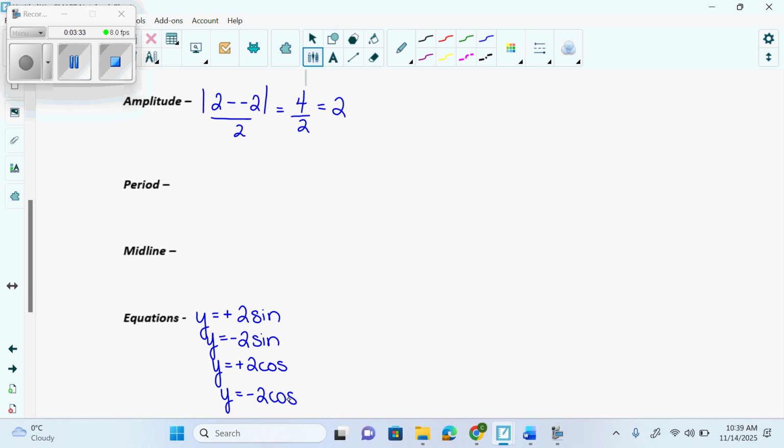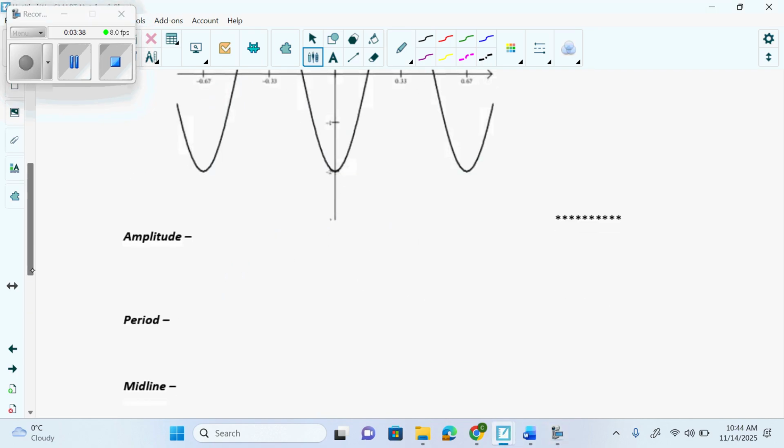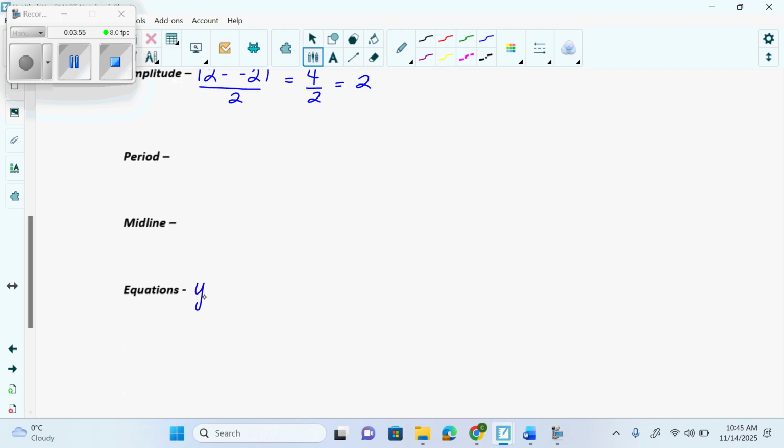You're going to do all the way up to example 6. Go. So this one, we're going to do max, which is 2, minus min, which is negative 2, absolute value divided by 2. Sorry, that's a minus sign. Guys, remember what I said? So 4 divided by 2 is 2. So we get y equals positive 2 sine, y equals negative 2 sine, y equals positive 2 cos, y equals negative 2 cos.